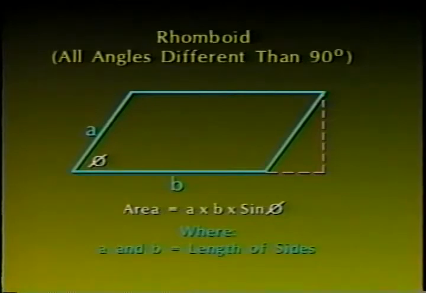The square and rectangle will not be discussed, as they should be very familiar to the viewer. The parallelogram is a quadrilateral with the opposing sides equal and parallel. All its angles are different than 90 degrees, except in the case of a rectangle, which has 90-degree angles. A parallelogram that is not a rectangle can also be considered a rhomboid. As shown on the graphic, the rhomboid's area can be calculated by area equals A times B times sine theta. A and B symbolize the length of their respective sides.